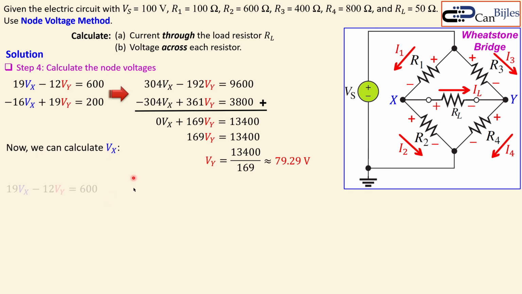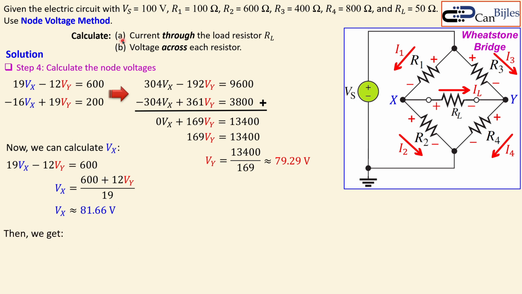So we can calculate Vx by using one of these equations. I just took this one, so that is this. I know this, so I can calculate Vx. So we can now express Vx in terms of Vy, which is then 600 plus 12 Vy over 19. So we have this equation. And if you now substitute this exact value, you will get 81.66 volts. Okay, now we have also the second node voltage. Now we can move on.